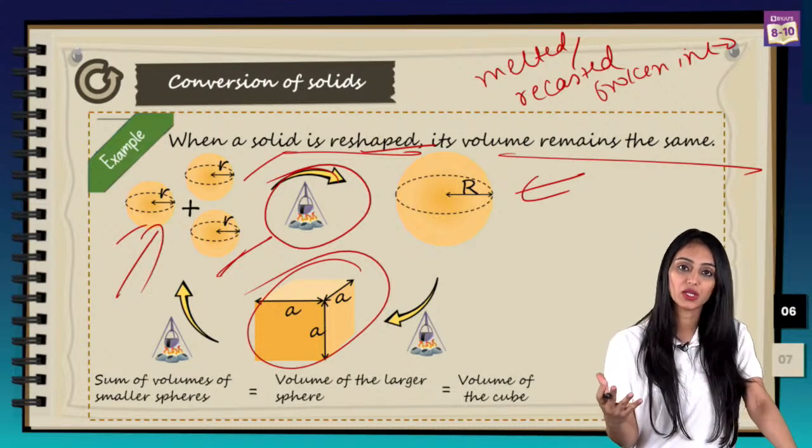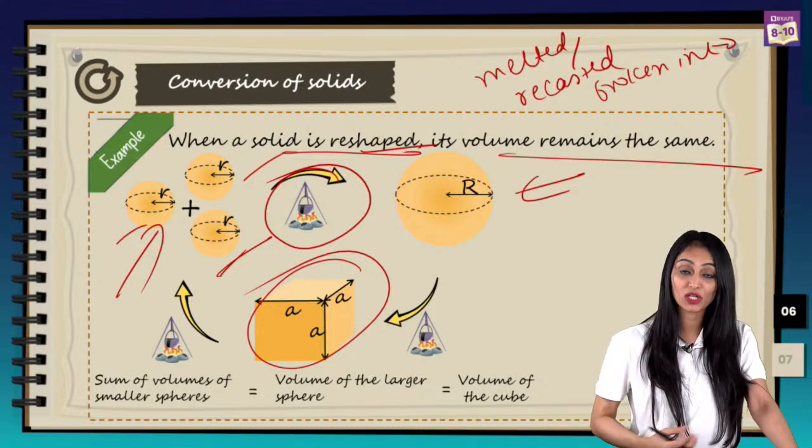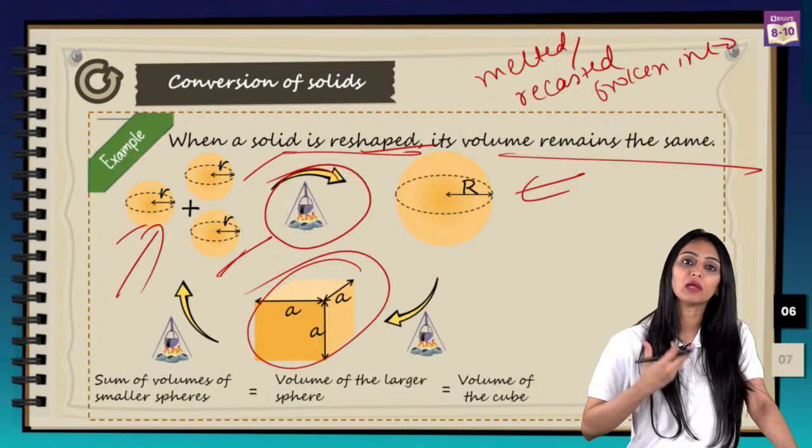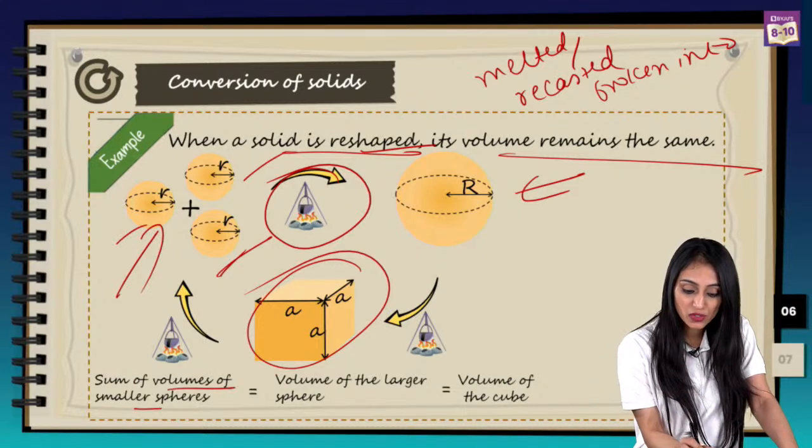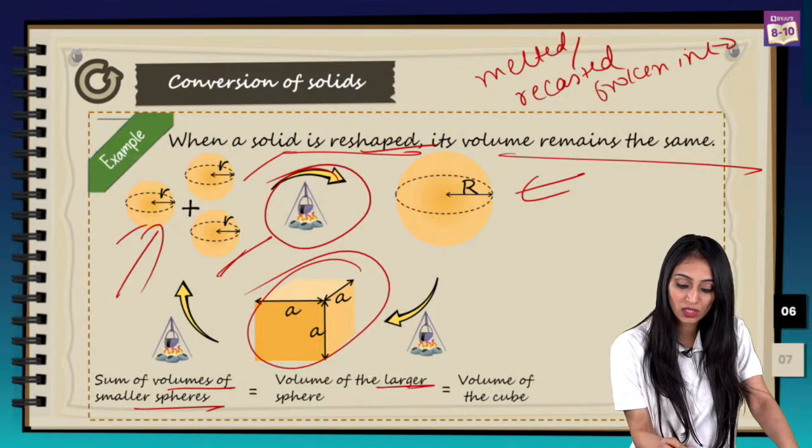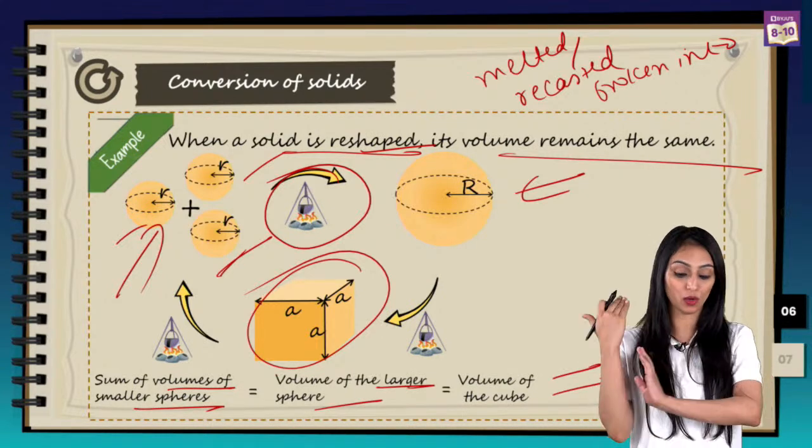So what we are trying to say here is that when something is reshaped, when a solid is reshaped, the volume will remain the same. So sum of volume of smaller spheres, that would be equal to the volume of the larger sphere, and that would be equal to the volume of the cube.